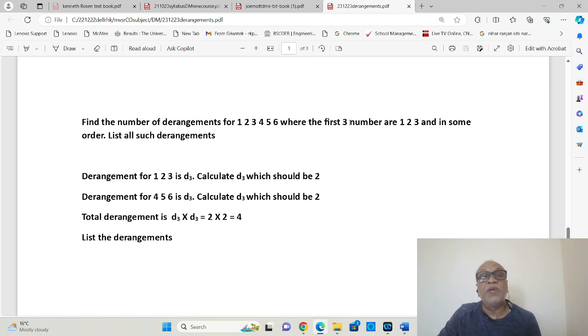So what are the remaining numbers now? 4, 5, 6. Again you have to calculate D3 for them. That should be 2 only. Now the total derangement will be the product of D3 and D3 for 1, 2, 3 and 4, 5, 6, which will come to 2 multiplied by 2, which is 4. So you have to list the derangements in such a way that there will be 4 combinations, and they should all begin with 1, 2, 3. These numbers should be there in the first 3 positions. They can be in any order.